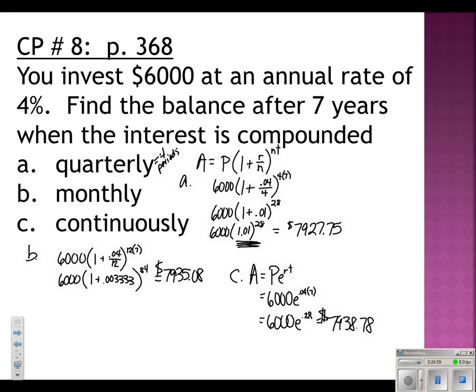One of the main things I want to make sure you guys accomplish with this section is knowing how to use that particular key on your calculator.